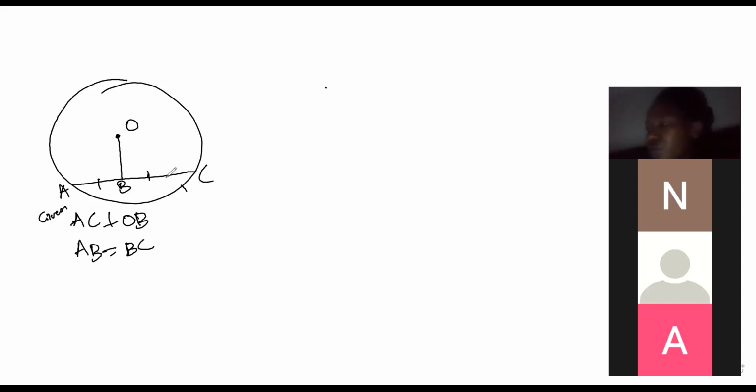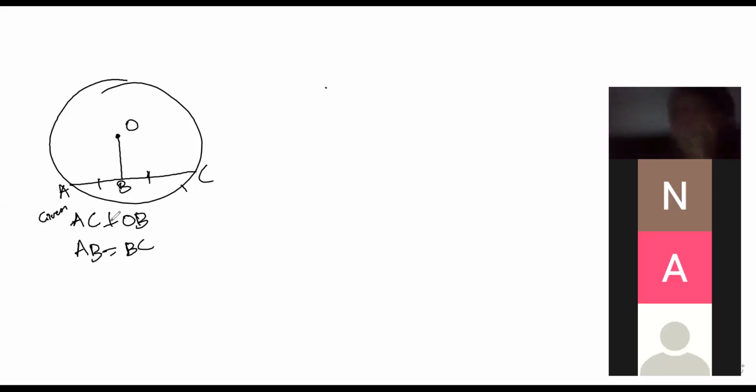Okay, I'm not going to prove the theorems, we're just going to read through them. So this theorem says the line drawn from the center of the circle perpendicular to the chord bisects the chord. Bisecting means cutting it into equal parts. So the line drawn from the center of the circle perpendicular to a chord bisects the chord.